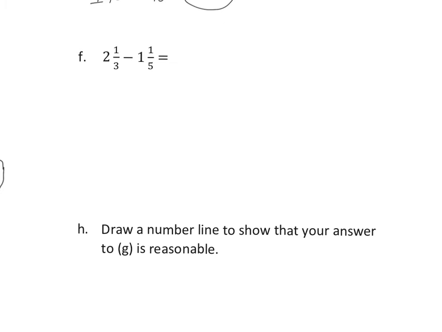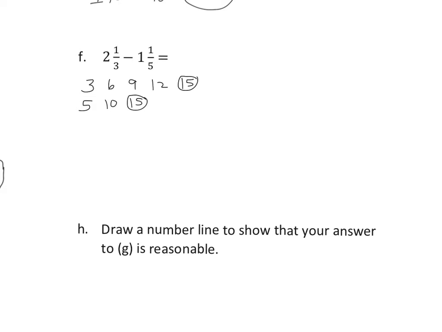Okay, for F, you can see we do not have like units. We're going to figure out what the like unit is going to be by listing the multiples of 3. So you have 3, 6, 9, 12, and 15. I think 15 is the number that we're going to use. Let's list our multiples of 5: 5, 10, 15. So right there, 15 is our new like unit.